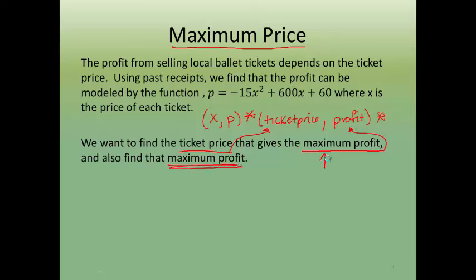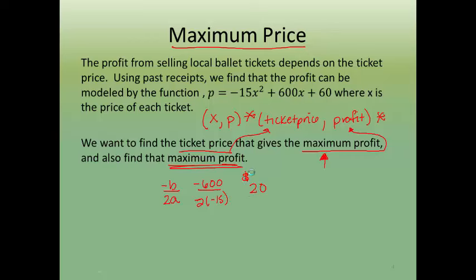Well, maximum, just like when we talked about the height of an object, is the vertex. So we're going to calculate the vertex. And when we find the x, we're finding the ticket price. And when we substitute it in, we're finding the profit. So we use the opposite of b over 2 times a, and then we substitute that in. Negative 600 divided by 2 times negative 15. Let's just get that right. So that is negative 600 divided by negative 30. We should get 20. So 20 is the best ticket price.